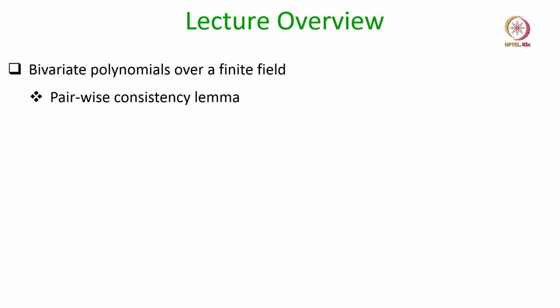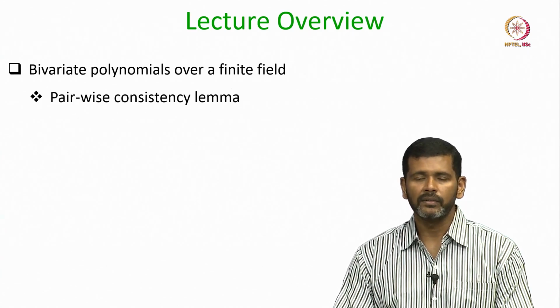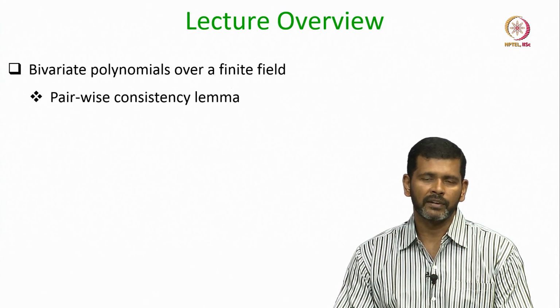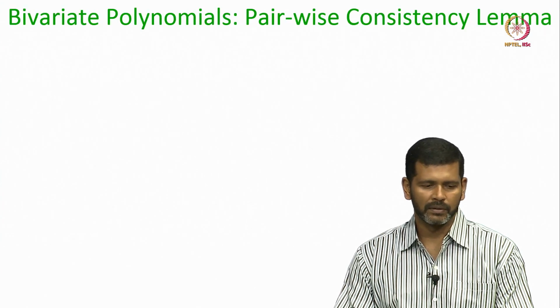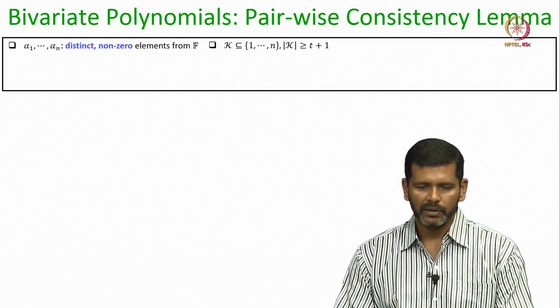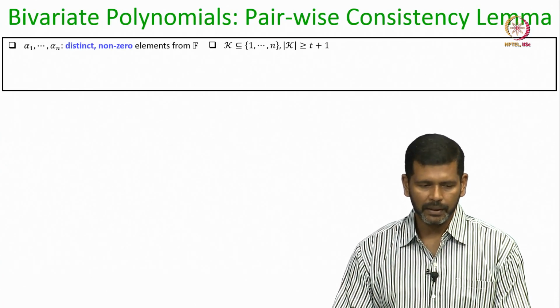So, in this lecture we will continue our discussion regarding bivariate polynomials over a finite field. In the last lecture we had proved the privacy lemma. In this lecture we will prove another important lemma, namely the pairwise consistency lemma, and this also will be later useful when we design verifiable secret sharing schemes based on bivariate polynomials. Okay, so, what exactly is a pairwise consistency lemma statement?